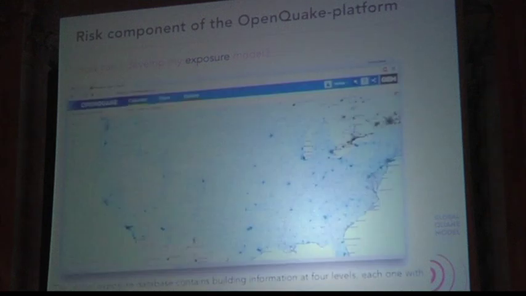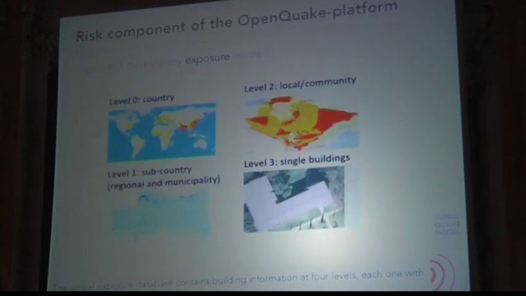Now moving to another global component, the Global Exposure Database, which is another product of GEM. We have 4 levels of exposure information. We have full coverage for level 0, so country-based exposure. It's a type of information that is not as detailed. And then we also have level 1, 2, and 3 with different levels of coverage and also of detail.